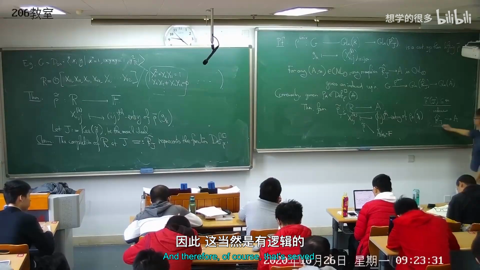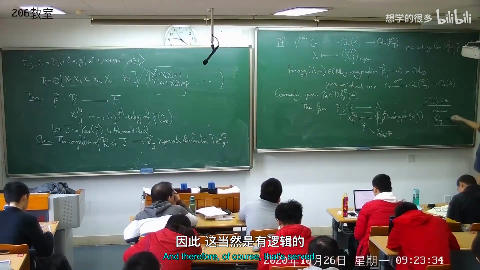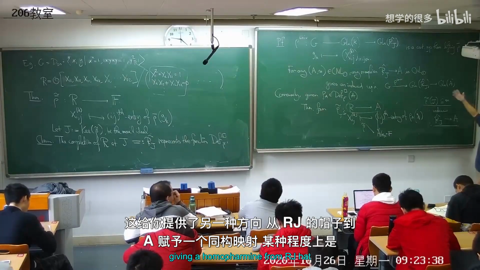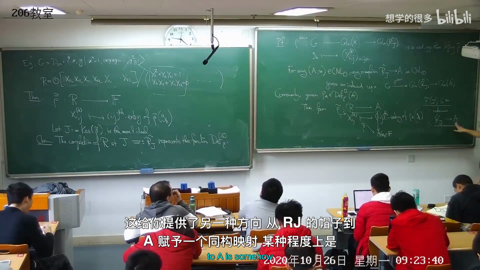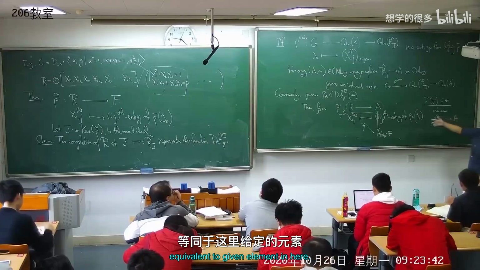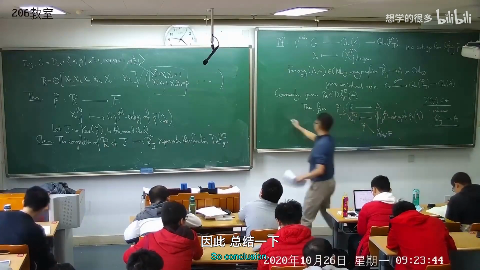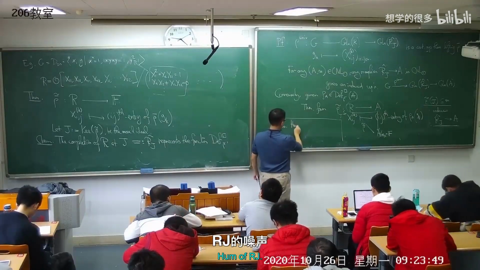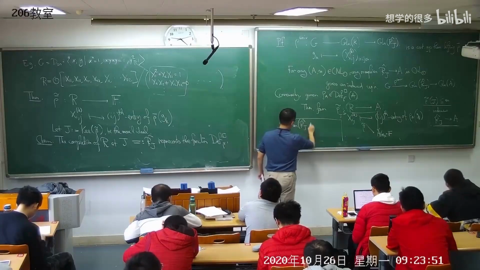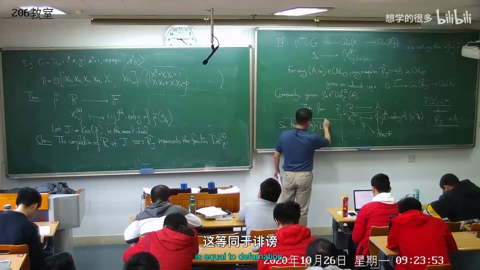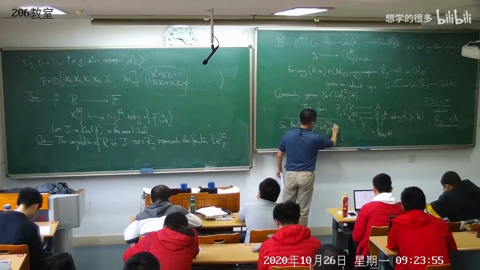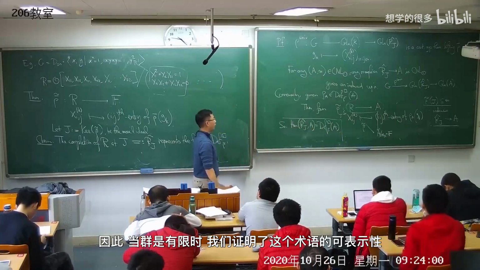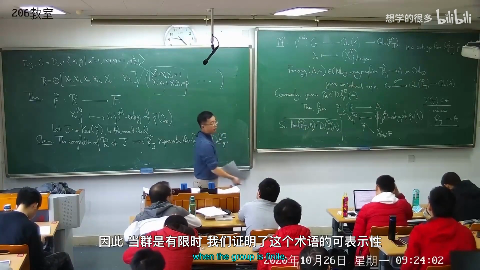And therefore, of course, that gives you the other direction: giving a homomorphism from R_J hat to A is somehow equivalent to giving an element in here. So the conclusion is that a homomorphism of R_J to A is equal to a deformation. So therefore, we prove the representability of this functor when the group is finite.